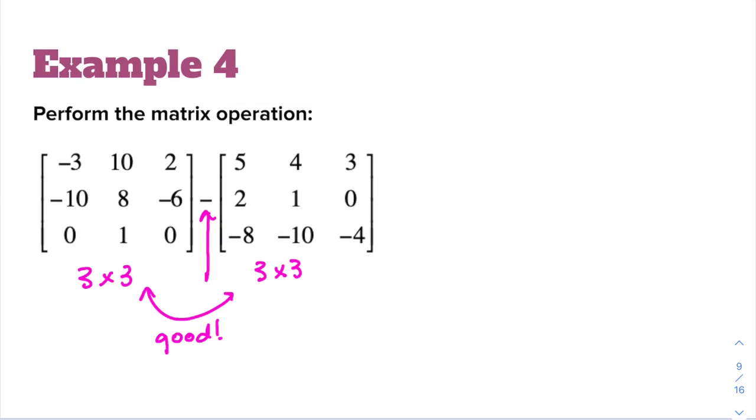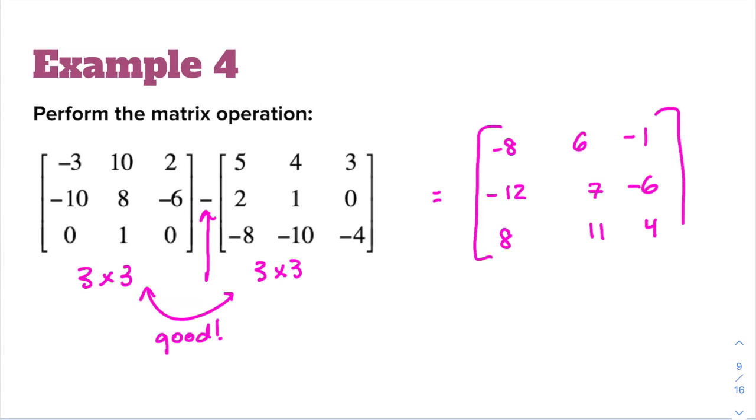Okay, so this matrix, the final answer should have been negative 8, 6, negative 1, negative 12, 7, negative 6, 8, 11, 4. So again, you would do the corresponding subtraction to get all of those answers.